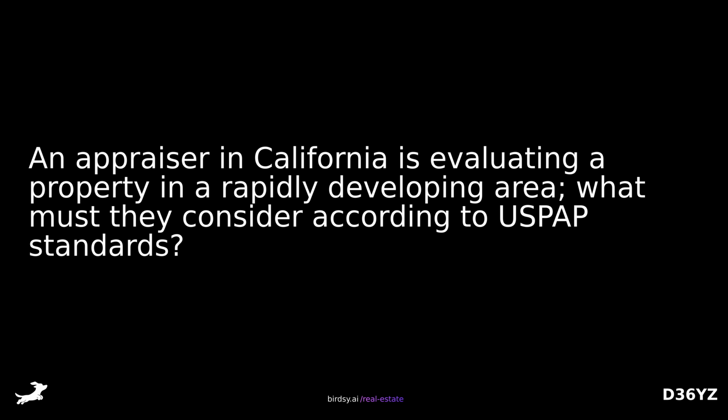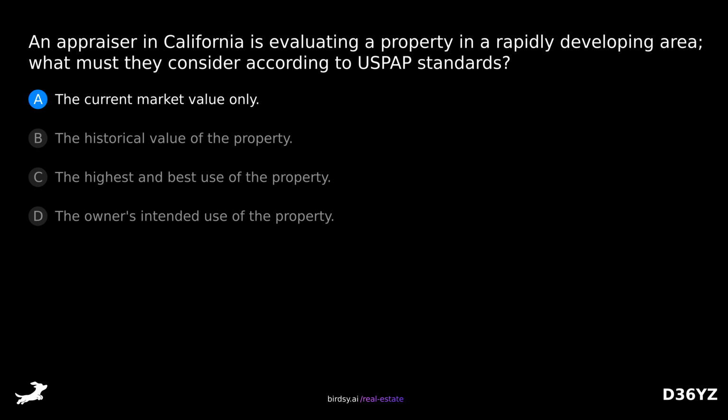What must they consider according to USPAP standards? Is it A, the current market value only? B, the historical value of the property? C, the highest and best use of the property? Or D, the owner's intended use of the property?